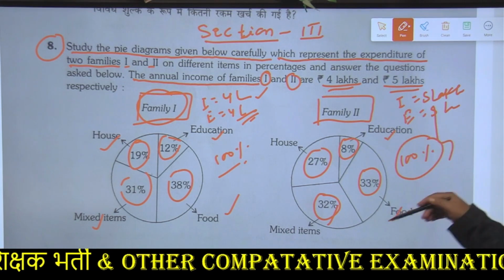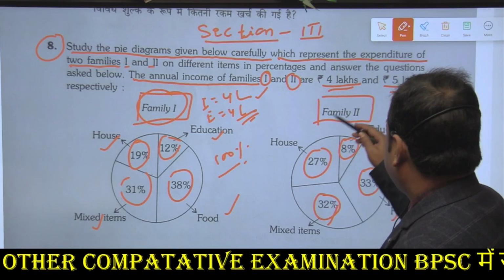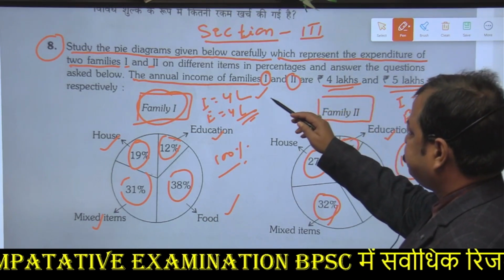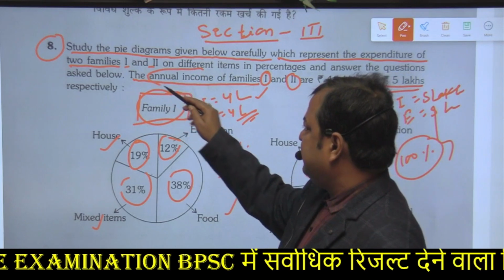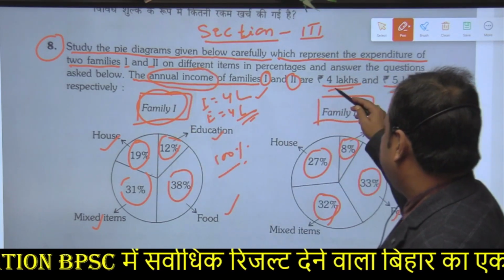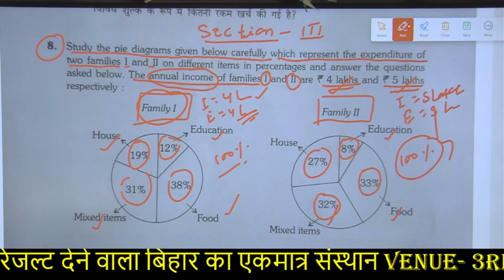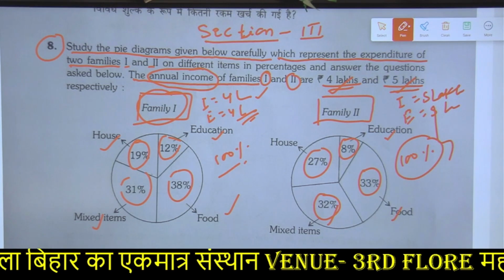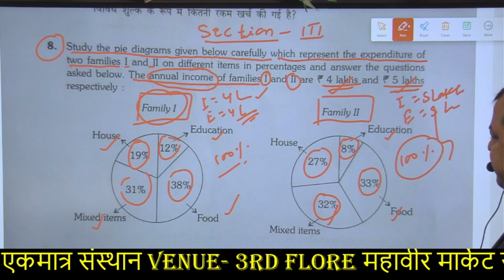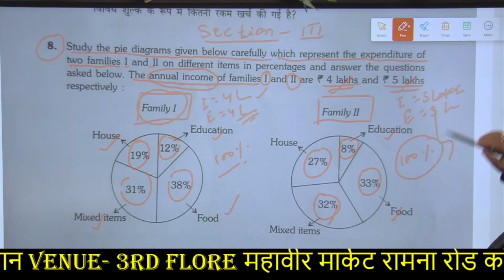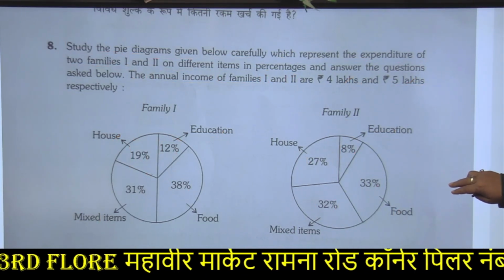So 100% total income, annual income यानी वार्षिक आय 4 lakhs and 5 lakhs. So in this data we can proceed further. Next part of this question.